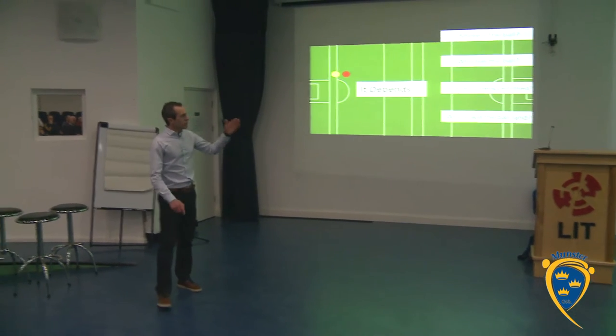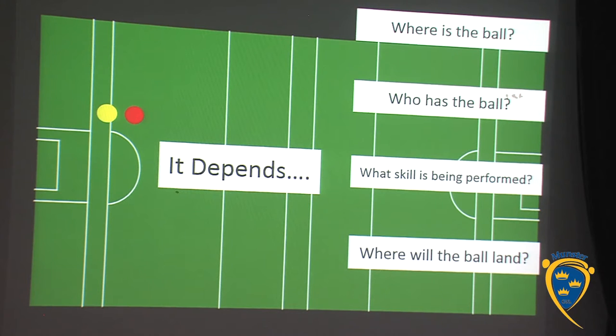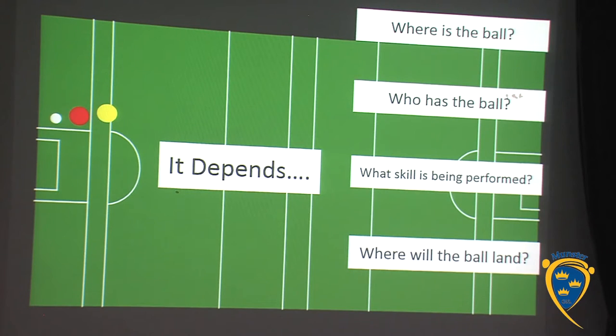And also think about where the ball will land. The ball might land inside. Well, if it's going to land in there, I better be marking my player from goal side. Or maybe it might land in front or coming in low, and the player might decide, well, I better get out in front.